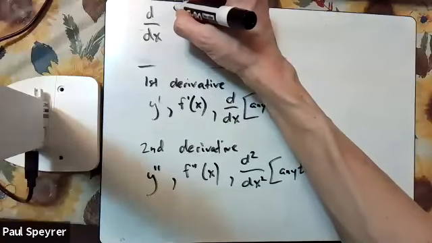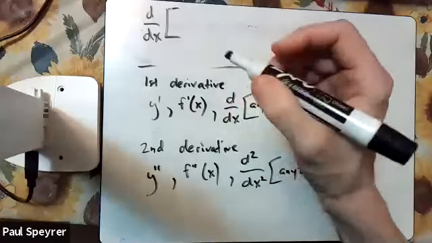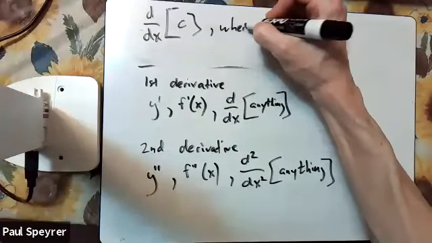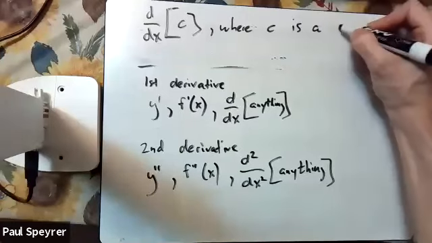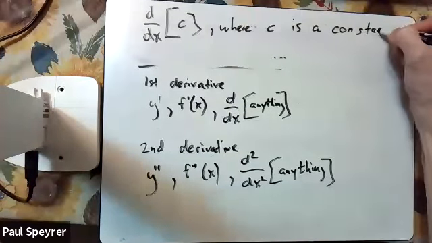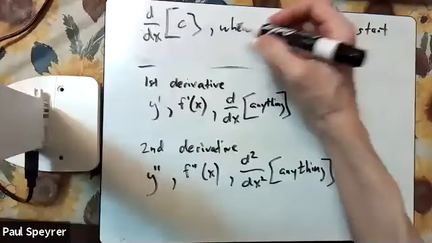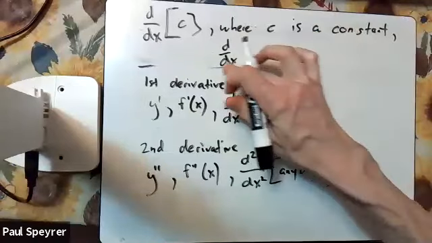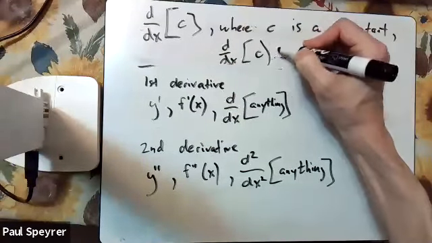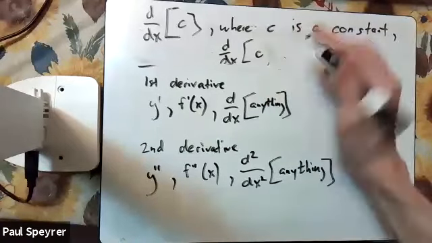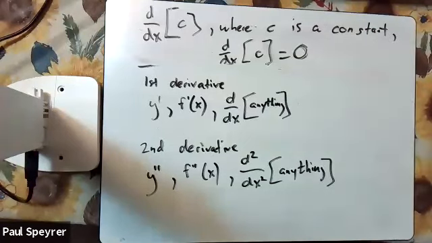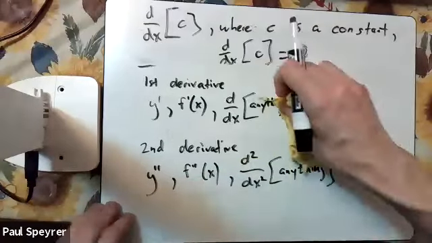So if we were to look at d dx of c, so c is a constant, okay? Well, d dx of any constant, that's just a number by itself, okay? It's just equal to 0. Doesn't matter if I have d dx of 10, d dx of e to the fifth power, it's still 0.